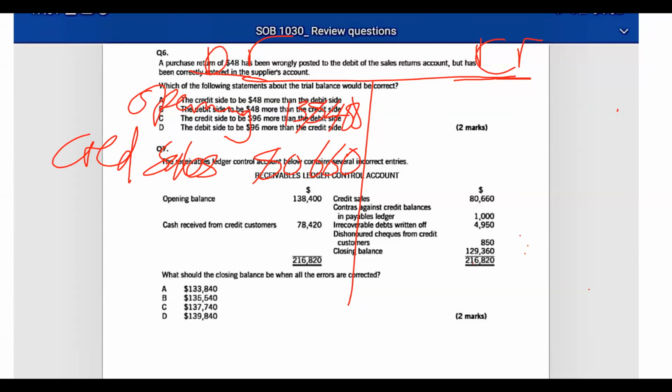When it comes to these other entries, now we start looking at them. What do they do to the total debt that these guys owe us? Remember, this is the total amount that these guys owe us, our debtors. Our debtors owe us this much: 138,400 plus 80,660. That's the total that those guys owe us.